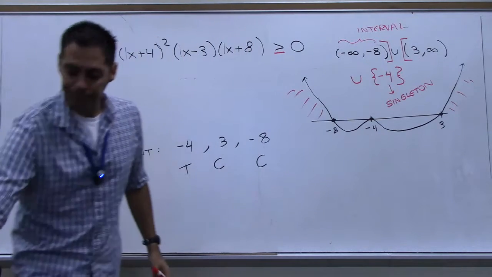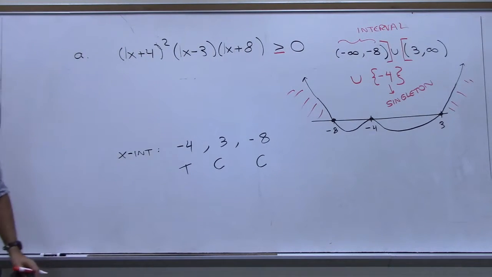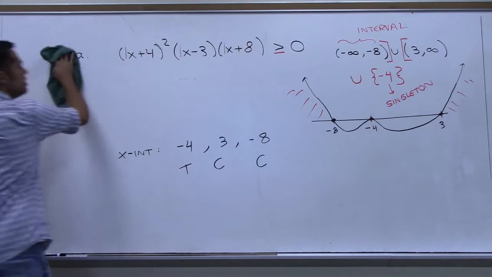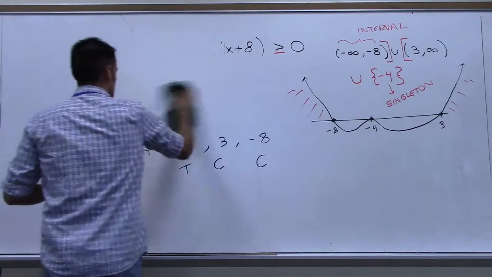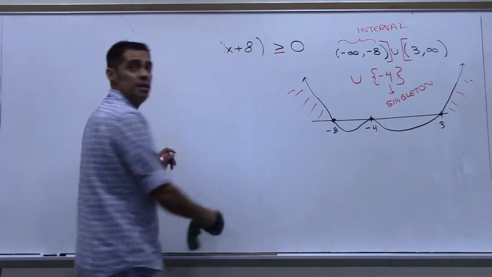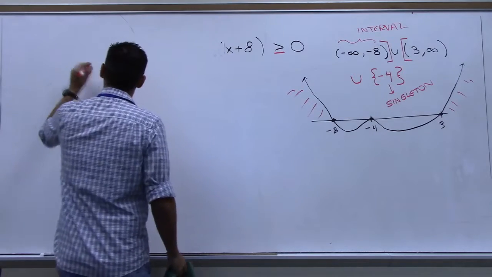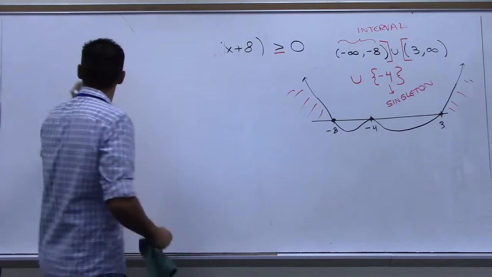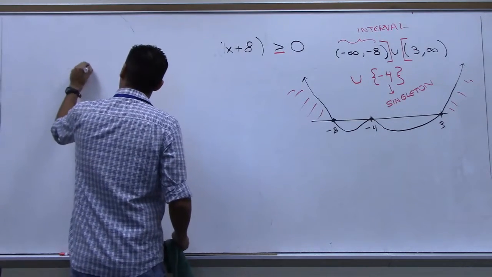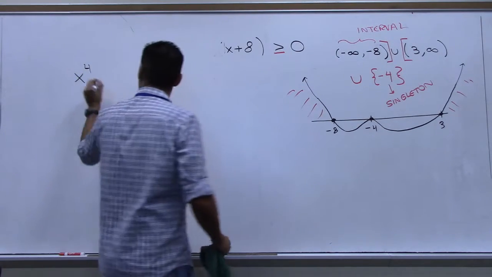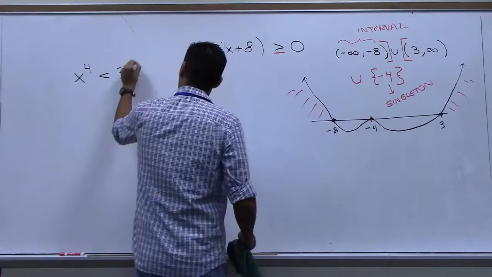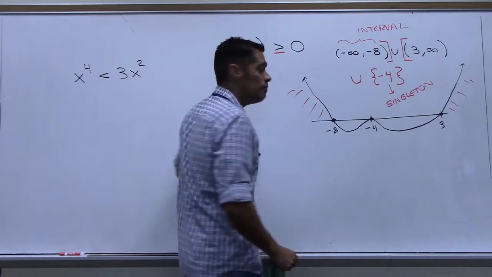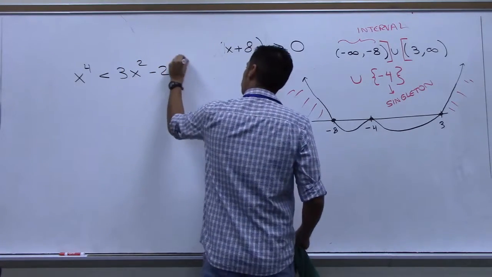Okay. We already did part B, right? So let's see about part C, or example C. x to the 4th is less than 3x squared minus 2x cubed.